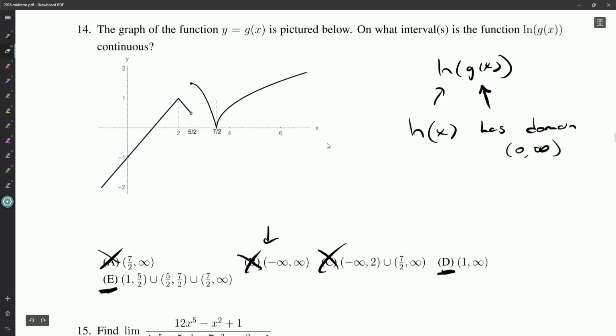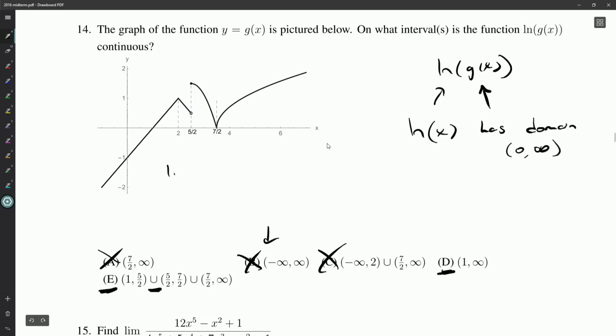Alright, so let's clear a bit more space. Between D and E, E is quite specifically avoiding 5 over 2. D is not. So let's think about this. Could we have 5 over 2? Well, 5 over 2 is a point where g makes a bit of a jump.